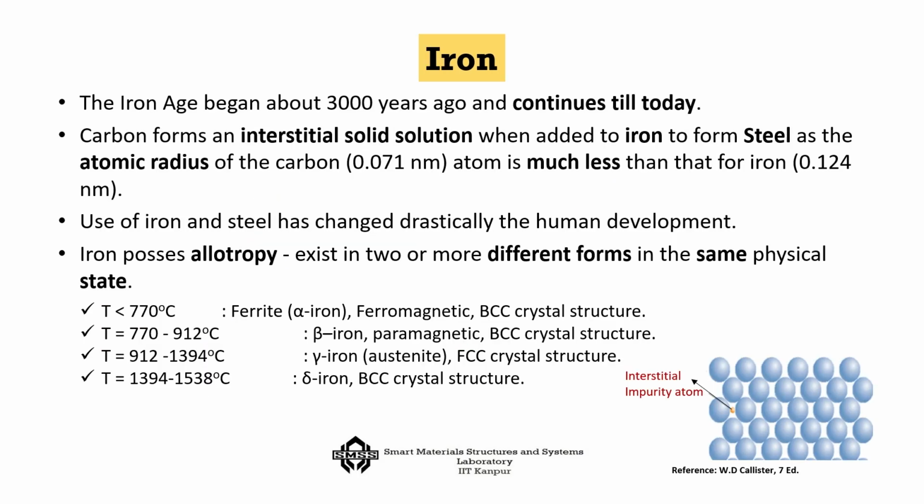Now, as I told you, the Iron Age began 3000 years ago and it is still continuing. One of the reasons why it is still continuing is that iron is quite abundant in the earth. Okay? So, it is not rare, and also it is easily processable and recyclable. It is also one of the cheapest materials, that is why.